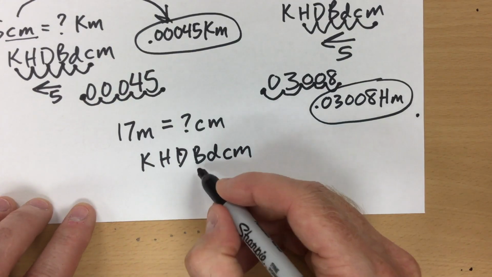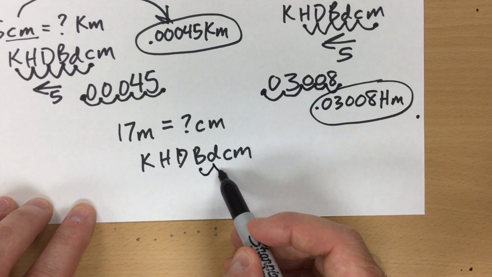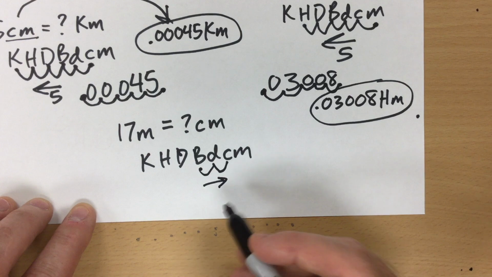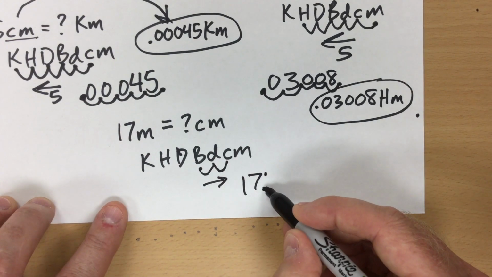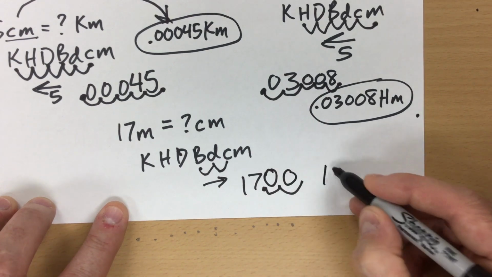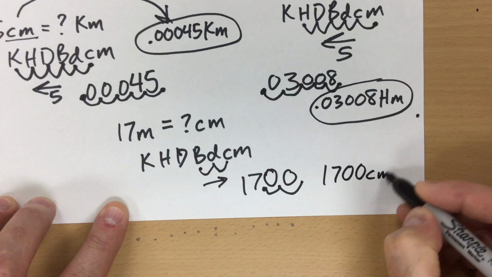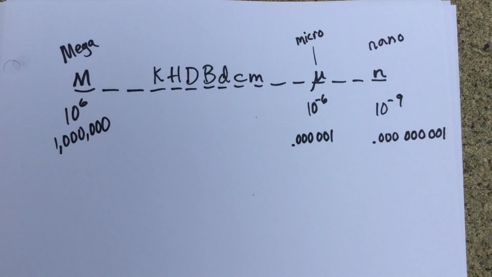Well, the meters is going to be found right here. And now I'm going to go from here to centi, which is 1, 2. 2 jumps to the right. So I take my number of 17, my decimal's starting right here. I go 1, 2. I fill those spots in with zeros, and I get an answer of 1,700 centimeters. That's the final answer.